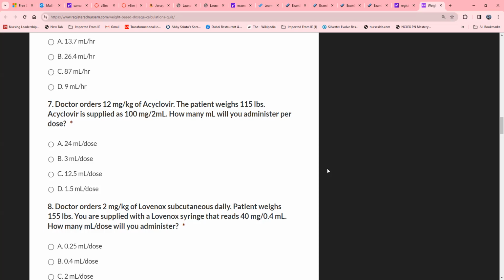So did everybody get C here for an answer? Yes. Anybody who's still struggling with this? No, I'm okay with this one. I just need to practice more. Answer is 12.5, correct? Yes. 12.5.